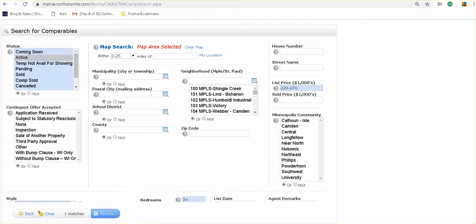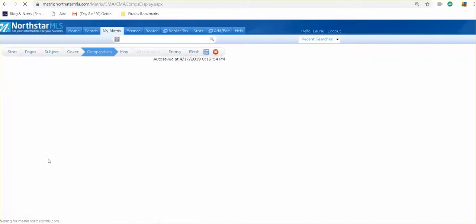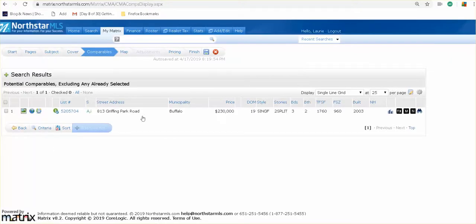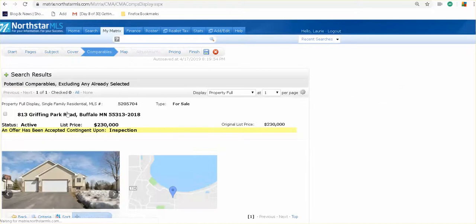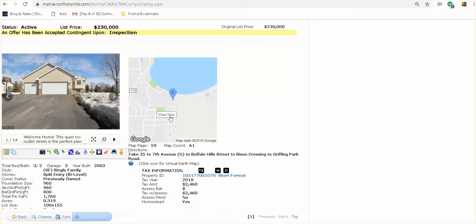Let's go see it. Whoop, I think we just moved the screen away. There we go. Well, it's being a little jumpy. Sorry about that. All right, I'm going to just hit search again because it does that. First of all, I want to just click here. $230,000 is the original list price. It's already sold and under inspection. It's very close to Buffalo Lake, very close to the area that I need my listing to be.